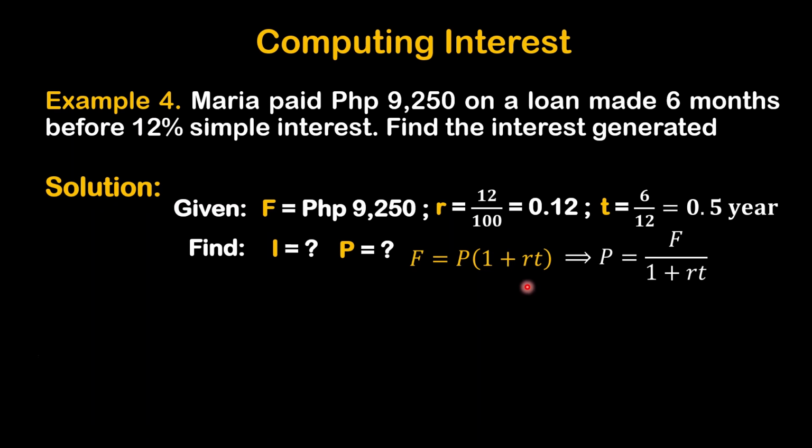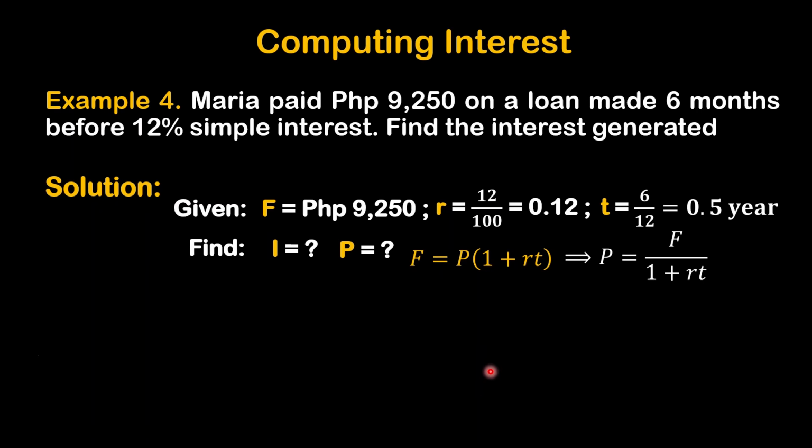Now, in this case, ang gagamitin natin to solve for the value of P is equal to F over 1 plus RT. Saan ito kinuha? Of course, dito yan galing sa formula ni future value. So, ang ginawa lang dito is we just need to divide both sides by 1 plus RT para si P na lang ang matira. So, therefore, ang gagamitin natin na formula to solve for the P or the principal amount is F over 1 plus RT.